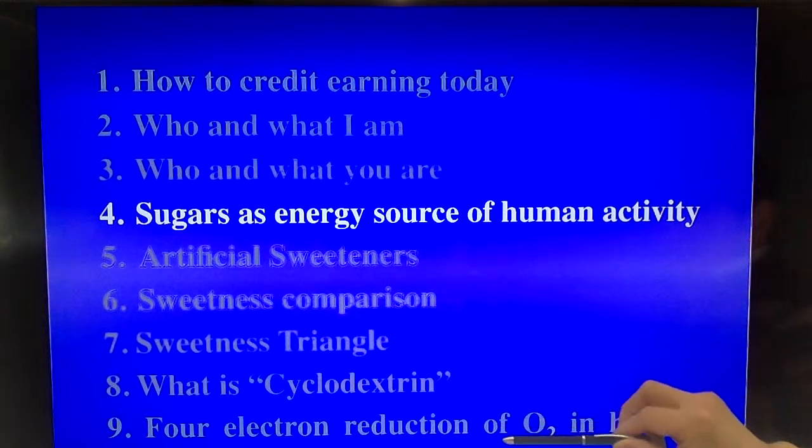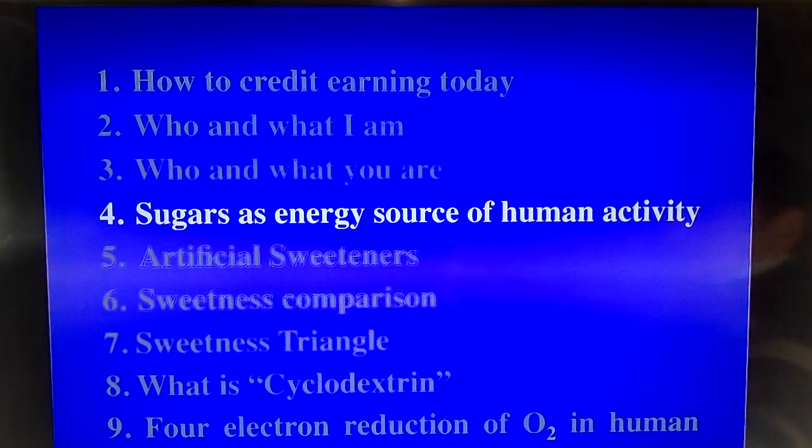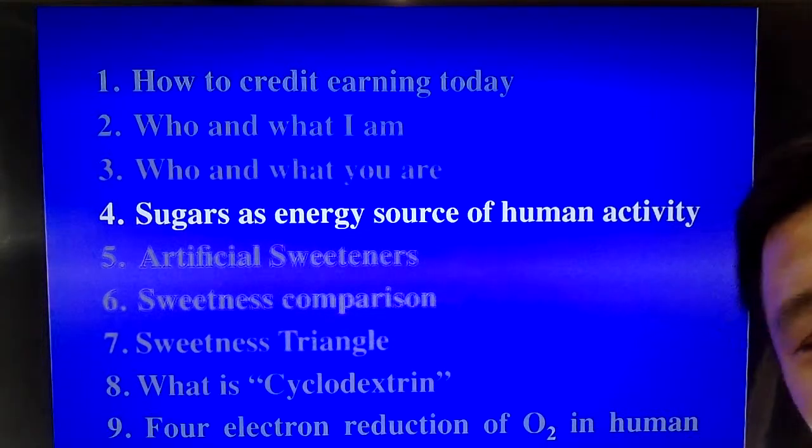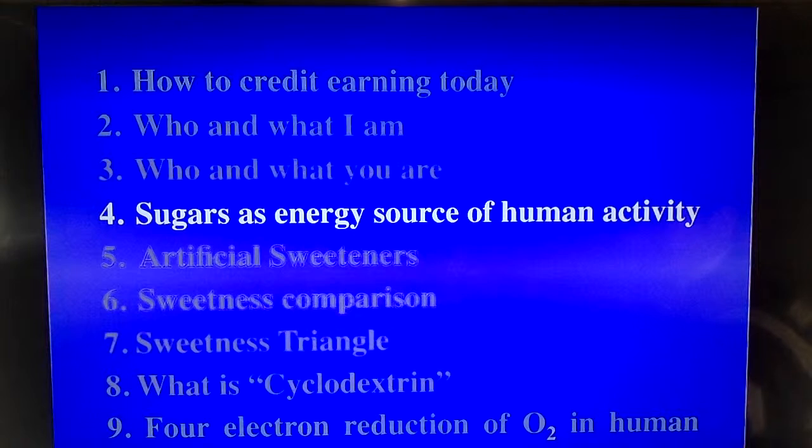The final point in this lecture is not something like we cannot taste, it's like the critical reaction inside of our body for electromagnetic oxygen in a human body and in a fuel cell, and just a comparison between the human body and the fuel cell presently in use.